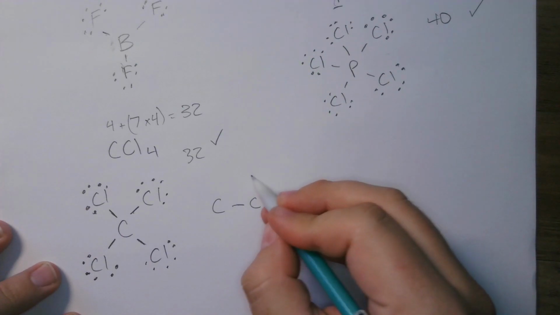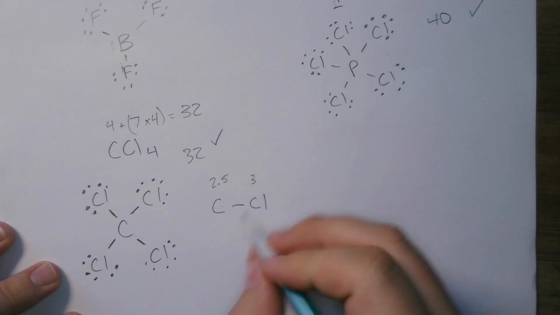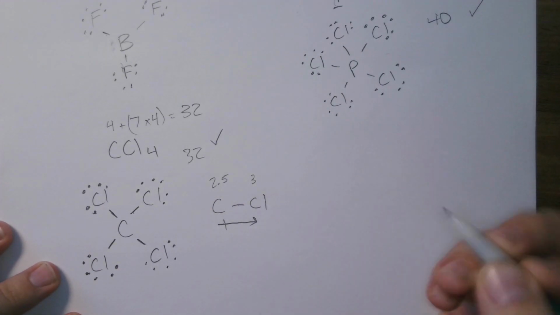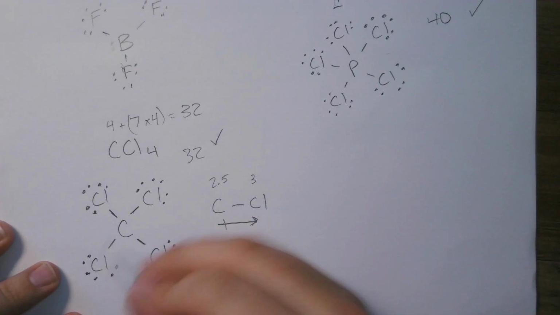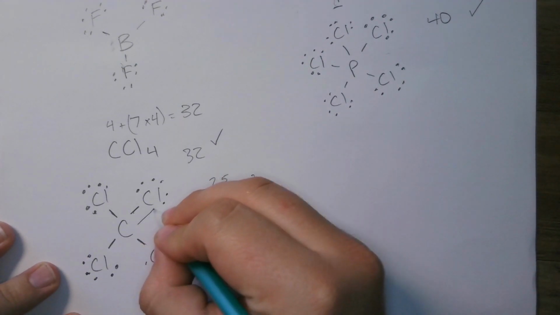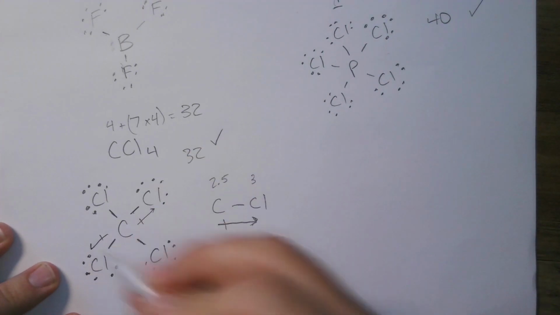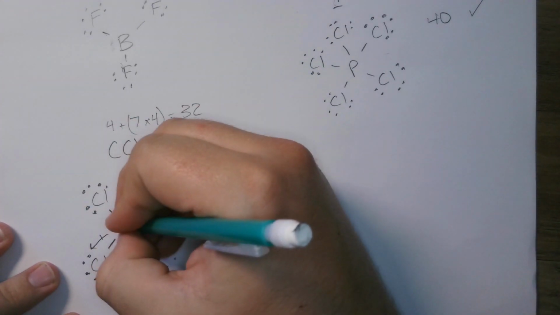Chlorine has an electronegativity of 3. Carbon is 2.5. This bond is a little bit polar. So I'm going to draw my arrow going towards the chlorine. And I'm actually just going to physically draw that on my Lewis structure. Towards every chlorine. So towards that one, towards this one, down towards this one, up towards this one.